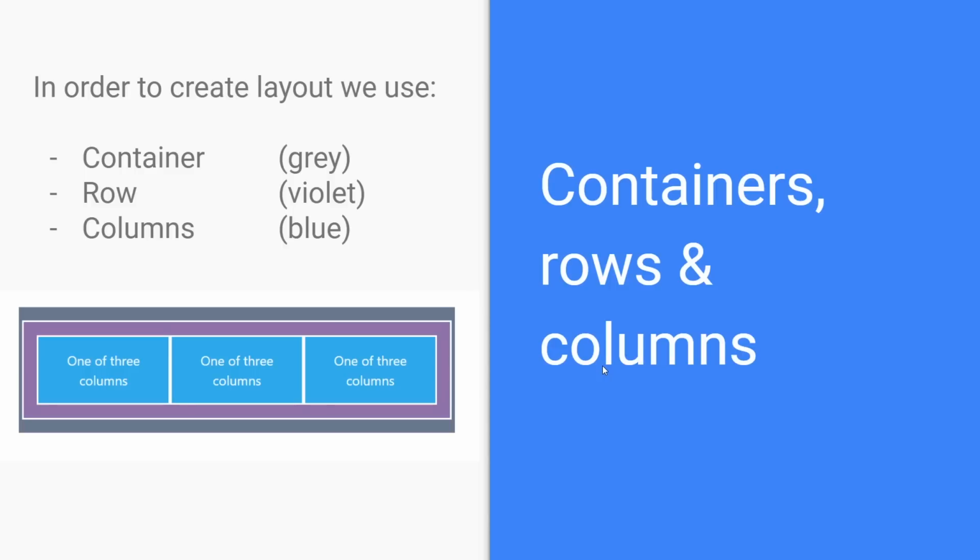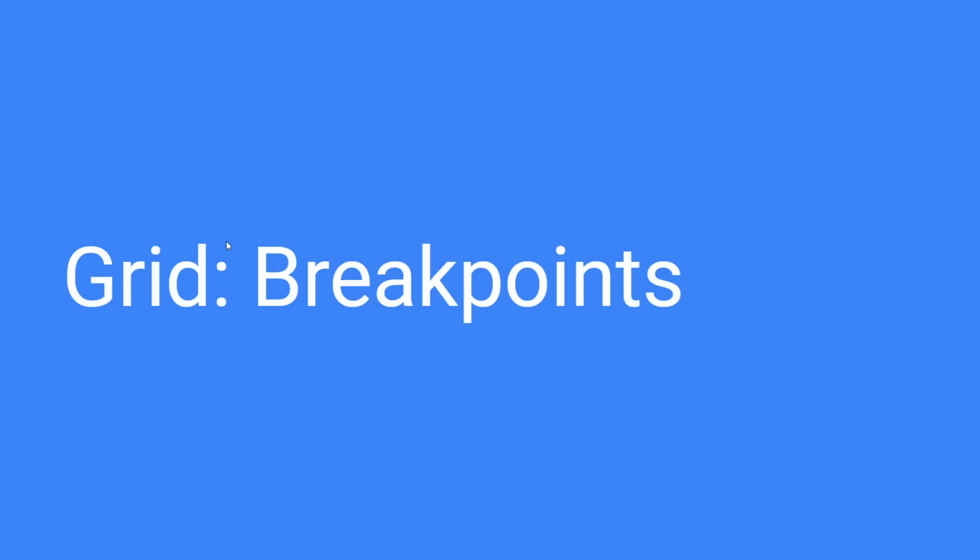Now, in a nutshell, how it works, it uses three main components. So it uses containers, rows, and columns. So within containers, we put rows, the violet one, and then inside the rows, we are putting a column or multiple columns.